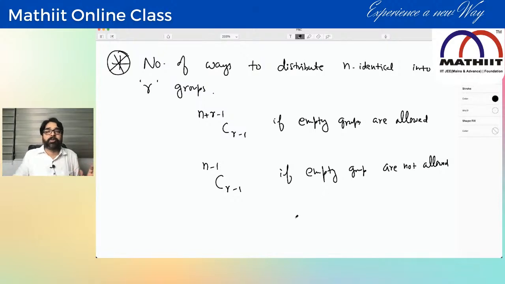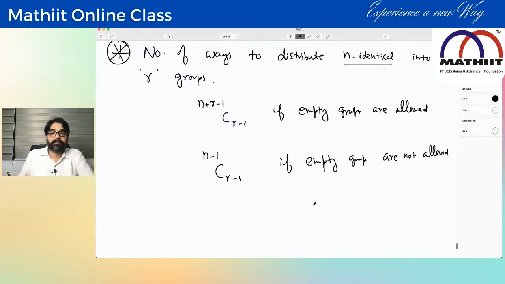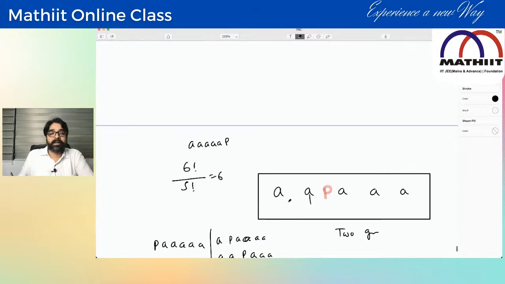The number of ways to distribute n identical objects: first important thing, we are distributing n identical objects. Second, is the empty group allowed or not allowed? Here order does not mean anything because the size of the group is not predefined. Any number of objects can come in any group. I'm sure it's clear to everybody. Is this clear?